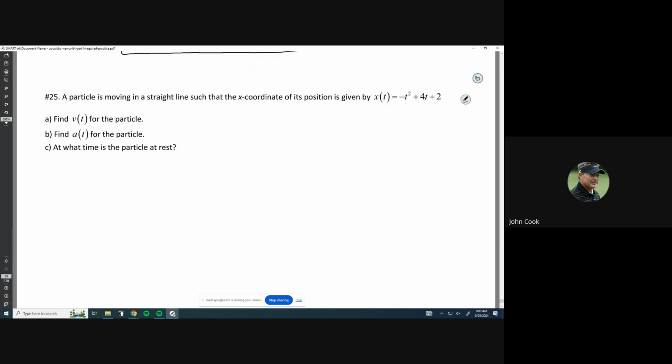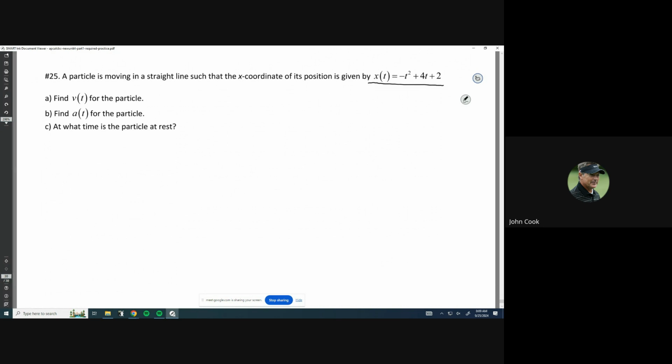Last problem, 25. A particle is moving in a straight line such that the x-coordinate of its position is given by that. So they give us position, and they want us to find the velocity. That's easy because velocity is equal to the derivative of position. So all I have to do is take the derivative: negative 2t plus 4, that's it. It doesn't give me any units, so that's my answer. Velocity is equal to that.